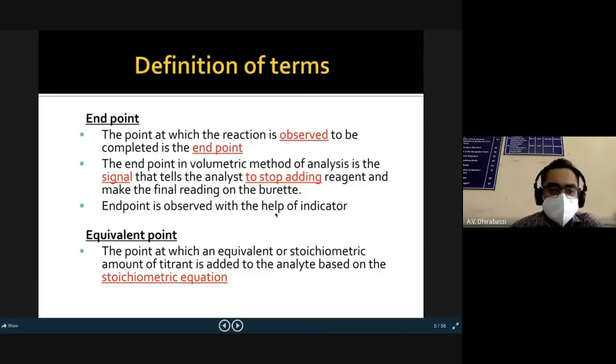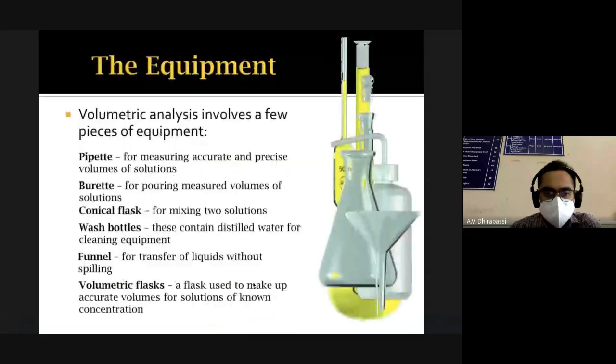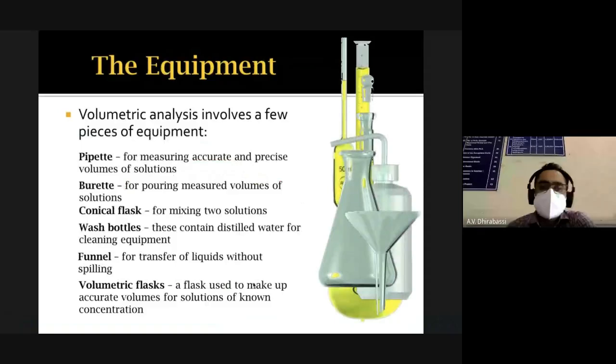The equivalent point is the point at which an equivalent or stoichiometric amount of titrant is added to the analyte, based on the stoichiometric equation. That is the equivalent point. Now, which types of equipment are we going to use?